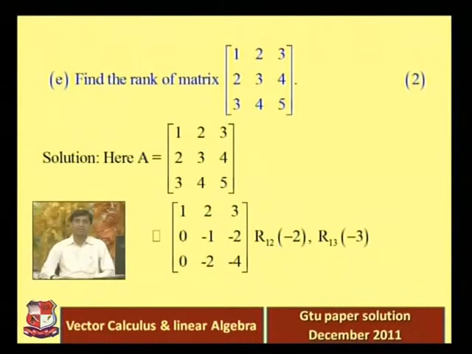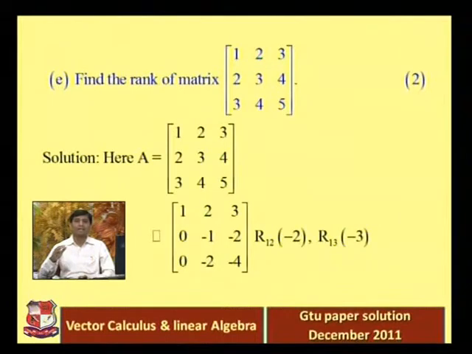Okay, find the rank of the matrix. Now you know how to find the rank of a matrix. The given matrix we are converting into a row echelon form, and the number of non-zero rows in that row echelon form is the rank of the matrix, right? It's quite simple. We have to convert this matrix into a row echelon form using the row operations.